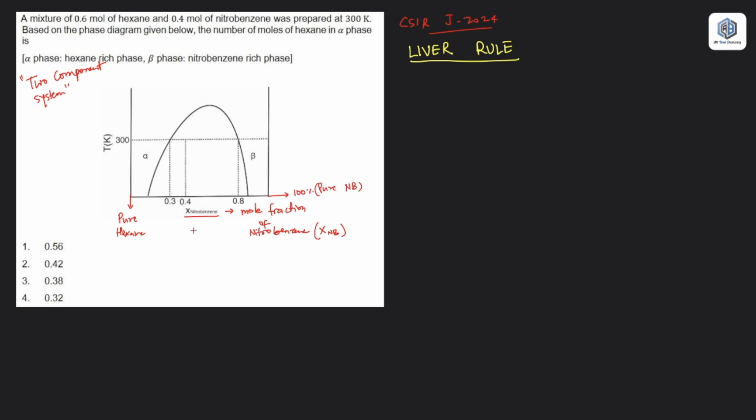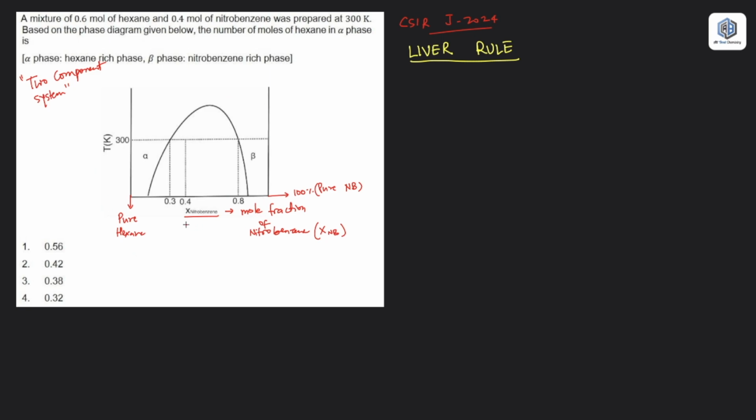Over here, if you reach a little bit over here, it will be 0.1. The composition is shown in mole fraction, so how much mole fraction of nitrobenzene is increasing. As you go in this direction, the amount of nitrobenzene is increasing more and more. Over here at this point you have 0.3 mole fraction of nitrobenzene and 0.7 mole fraction of hexane. Here 0.4 nitrobenzene and 0.6 hexane. Here 0.8 nitrobenzene and 0.2 hexane. So this is what it is.